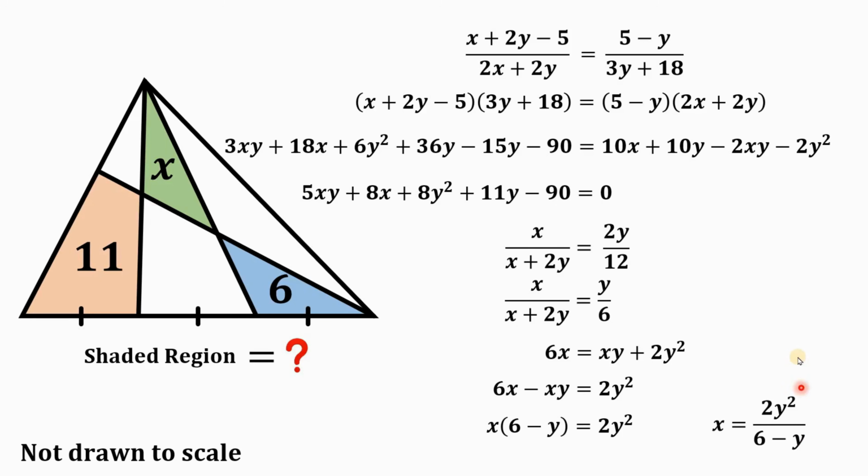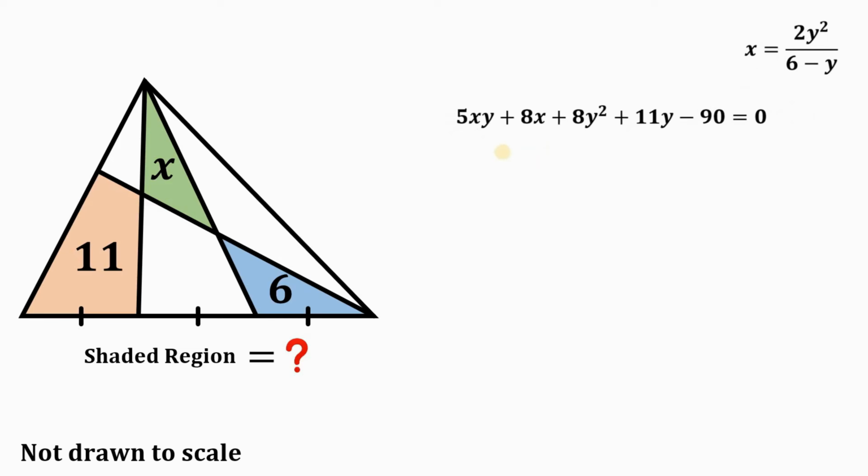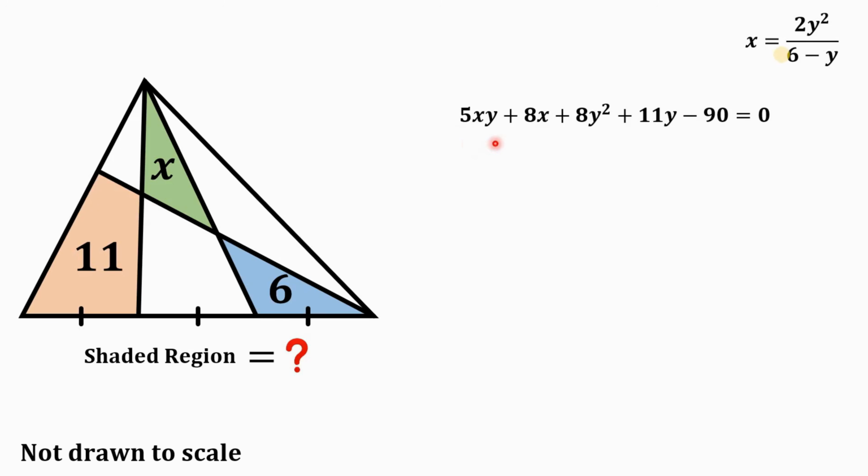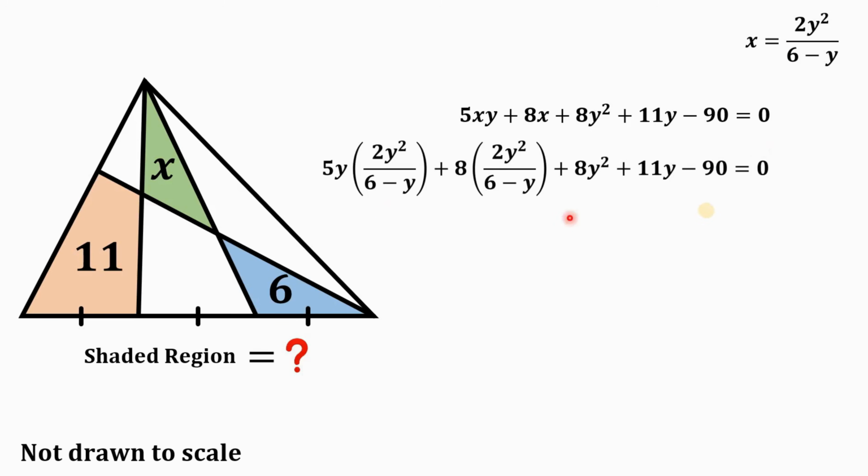Now let's combine the first and the second result. In order to solve for the value of x, let's replace all x with 2y squared over 6 minus y. So our equation now becomes like this. So this equation is in terms solely of y. Now simplify this equation and we get 2y cubed plus 53y squared plus 156y minus 540 equals 0.